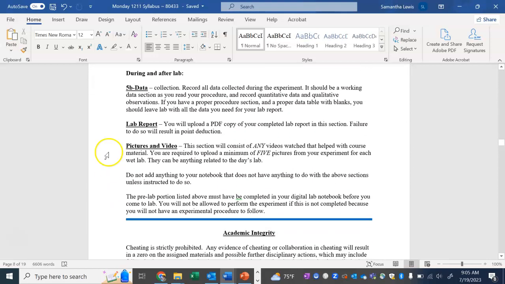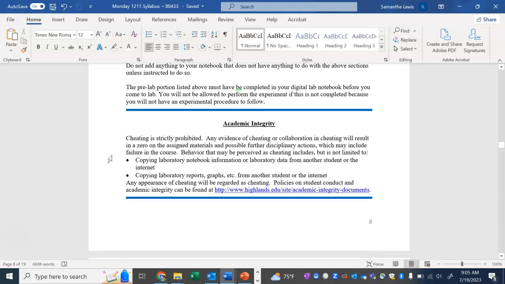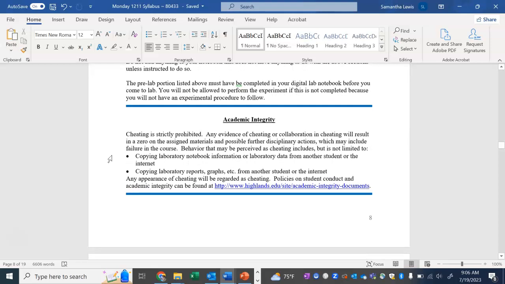And then you have during and after lab. Your 5B data is going to be your record of the data that you're collecting in lab. Your lab report, you're going to put a PDF copy of your completed lab report when you're done with it, and then your pictures and video. You are required to take 5 pictures from your experiment, and any videos, not just the videos I give you, but any videos that you watch to help you figure out the calculations of your lab need to go into the pictures and video. All right, so that's going to be the pre-lab portion and the lab or post-lab portion of your lab notebook. There will be a video. You can check those out.